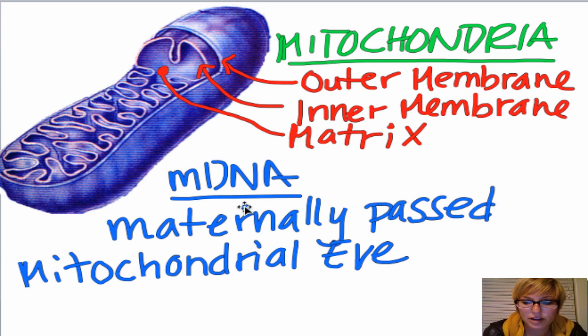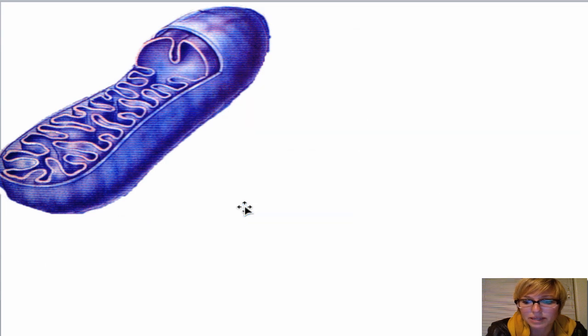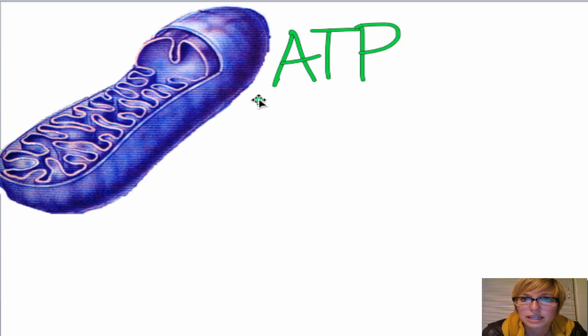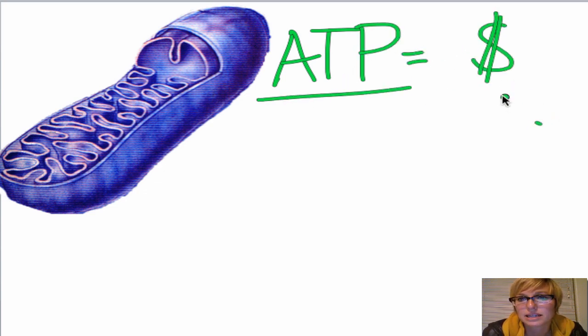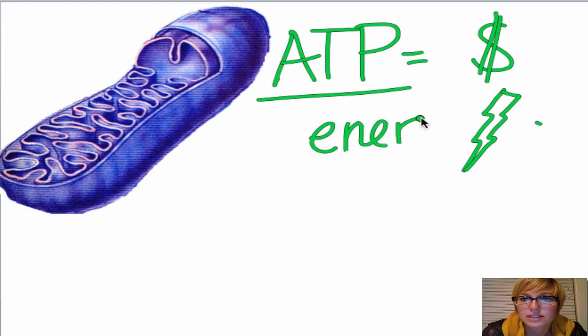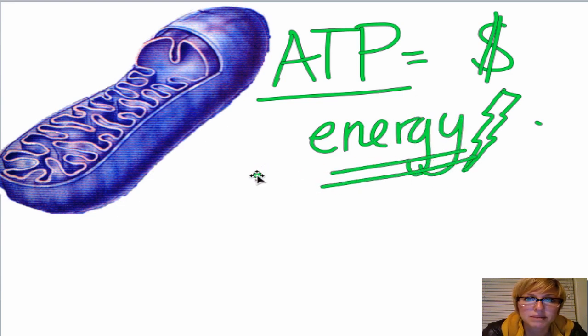So very, very interesting. So besides that, mitochondria are very, very important because they produce something called ATP. And ATP is like currency. Well, it's more like energy. ATP is energy. This is my lightning bolt. So ATP stands for adenosine triphosphate, and it is energy for the cell. And our mitochondria are super awesome at producing this, and they produce it really fast with the help of enzymes.